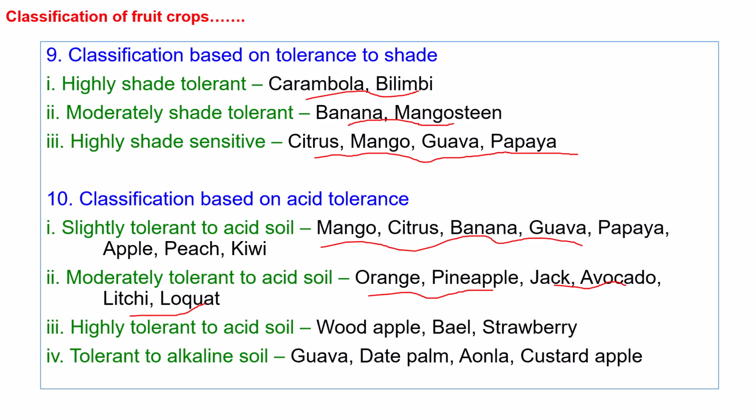Then coming to wood apple, bael and strawberry, they are highly tolerant to acid soil. The fruit crops which are highly tolerant to acid soil are wood apple, bael and strawberry. Then tolerant to alkaline soil, examples guava, date palm, amla and custard apple.